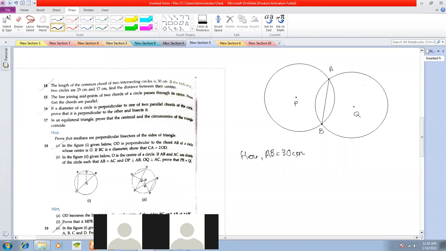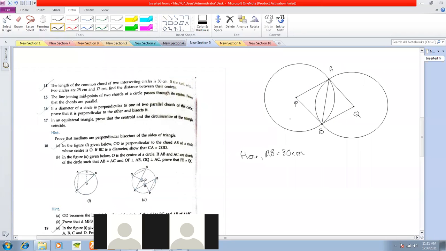The radii of the two circles are given to be 25 centimeter and 17 centimeter. Now what do you mean by radii? If we join these two, these will become radii. These two will become the radii of the circle. These two will also be the radii of the circle. This is another radius and this is another radius of the circle. Okay.